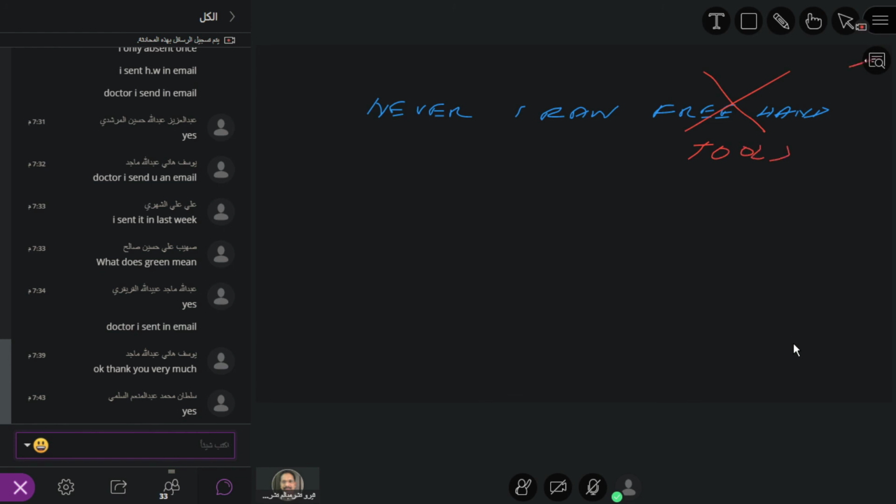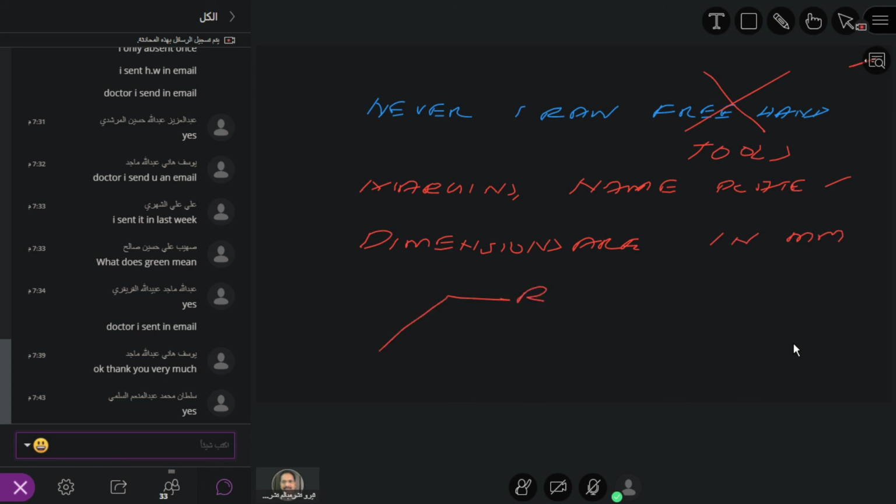Then the next thing is what we have done: the margins, then the nameplate. These are all very important. And then the third one is the dimensioning. All dimensions are already in mm, so you don't need to write mm again. Suppose this is R15, you just write R15 only. Mm is not required, because you already write all dimensions are in mm. You understand? So don't write mm anywhere.